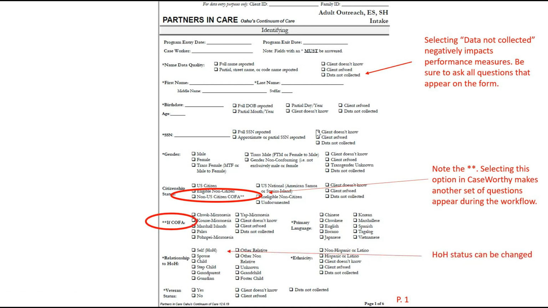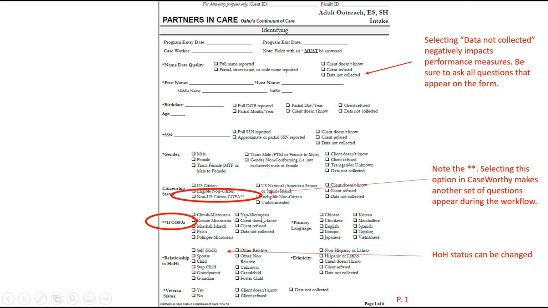Okay. Next up, we have relationship to head of household. When you're talking about relationship to head of household, you're not talking about tax status or somebody being actually married with a marriage certificate. The family structures in CaseWorthy are very fluid, and it's because our clients have their family structures change so frequently.